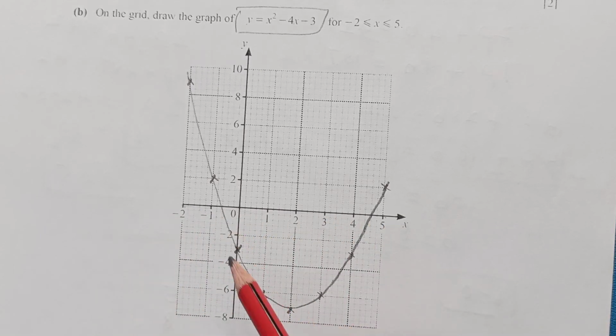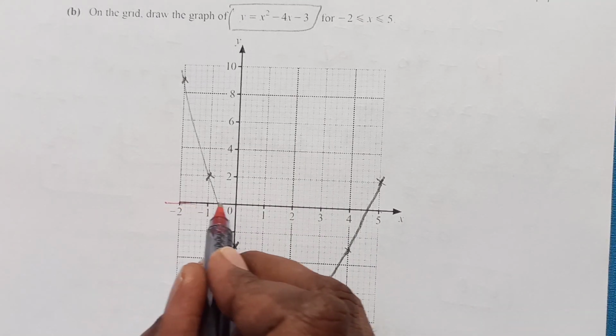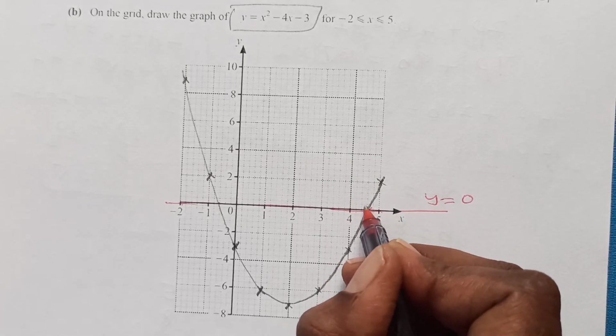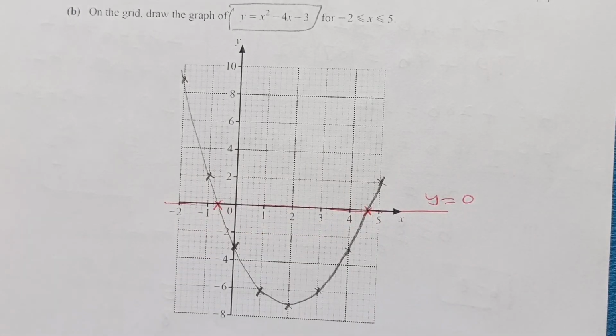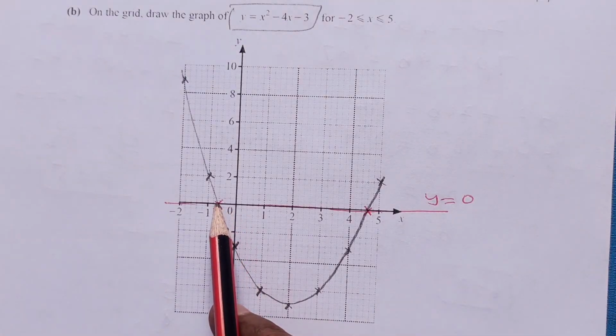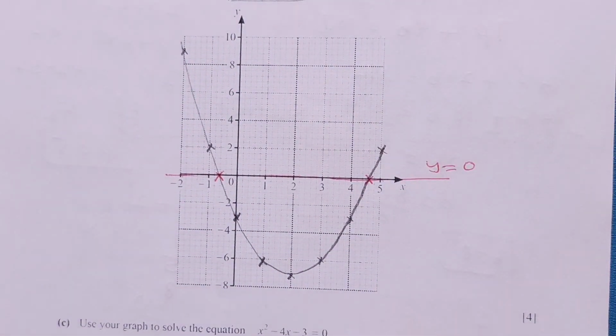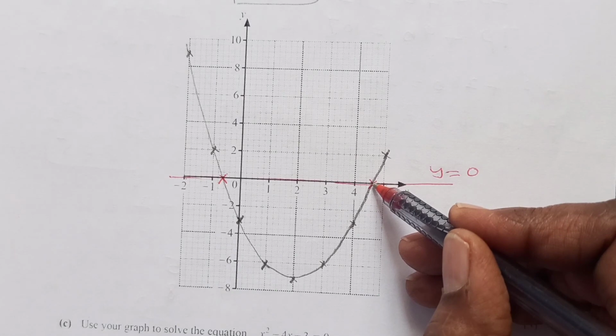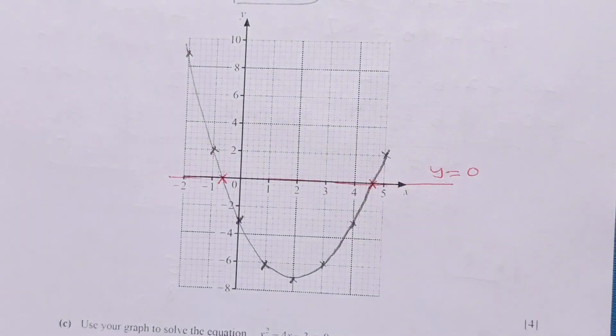So we have the points here. One point is here, this one. The solution is where the line y equals 0 meets the curve, so we have to see these points. If you look at this point, it is approximately negative 0.8, and this one is more than 4.5. So let's say it is 4.6.